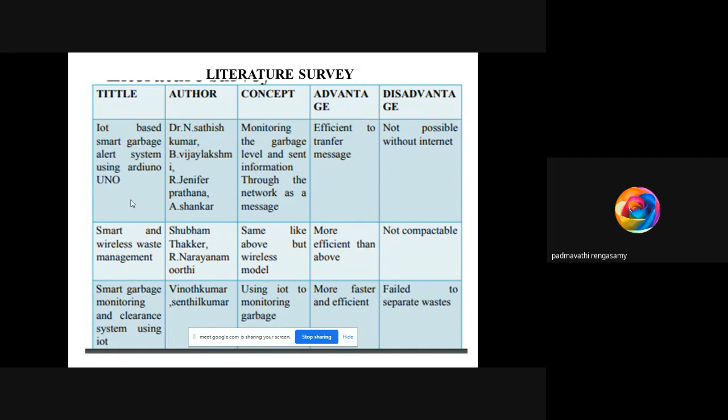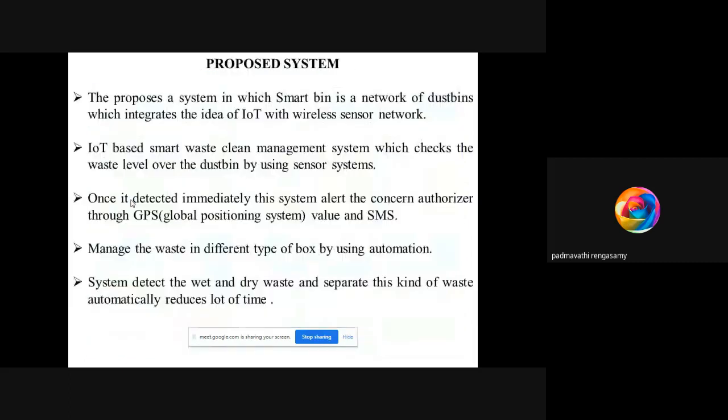The second one is smart and wireless waste management. In the second paper, they have used a Wi-Fi module, and the third one is clearance using IoT. But these three are not using GPS. They are using only GPRS, that is General Packet Radio Service. Instead of that, in our paper, we have used a GPS module, and instead of Arduino, we are coming with the Raspberry Pi for advanced automation.